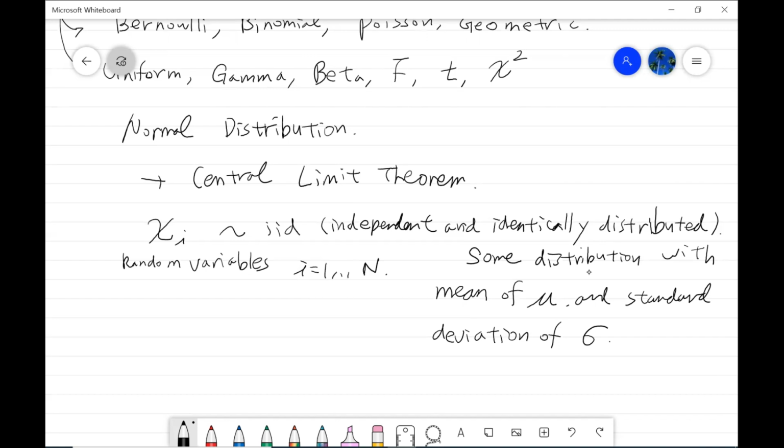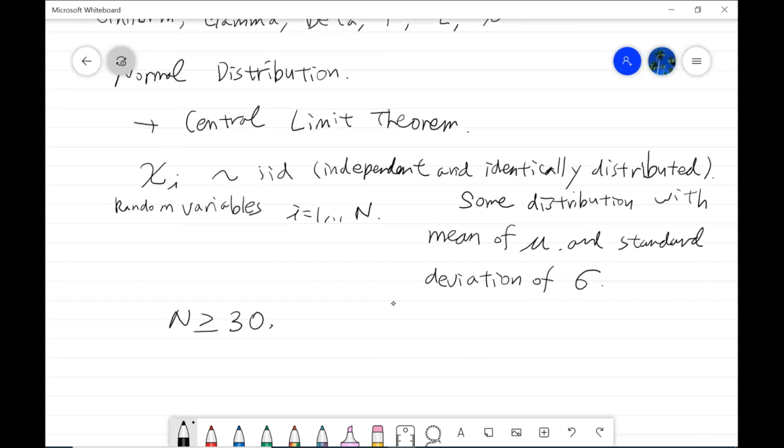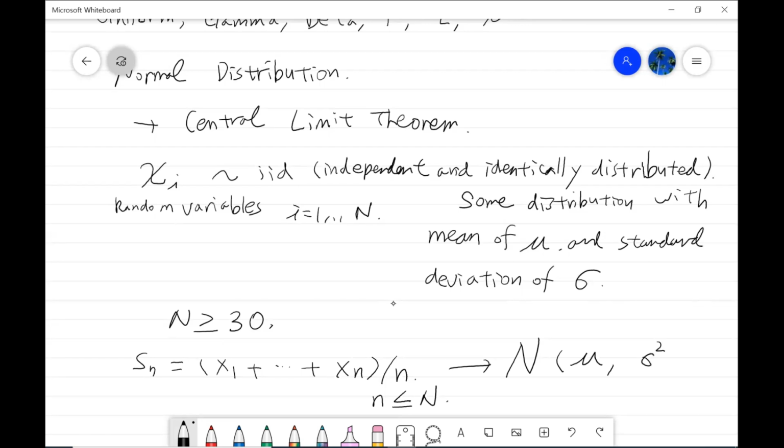And then if the n number of these random numbers is greater than 30, then let's say Sn is x1 plus until xn divided by n, making an average, where small n is less than capital N. Then this Sn, the average of a sum of these random variables, is following the normal distribution with the mean mu and standard deviation sigma n, variance sigma n square. So that's the so-called central limit theorem.